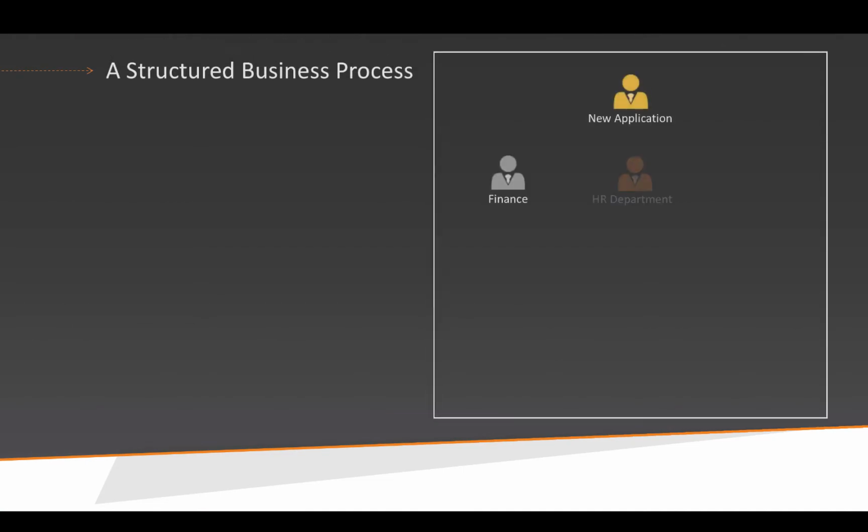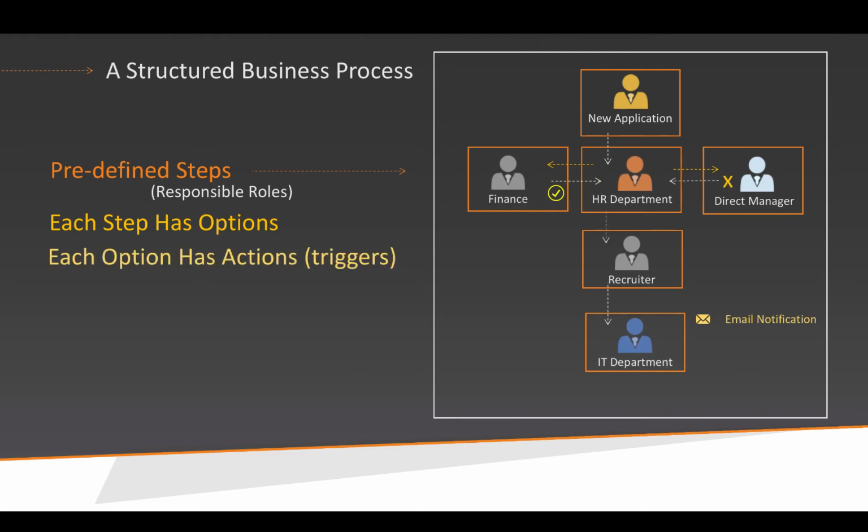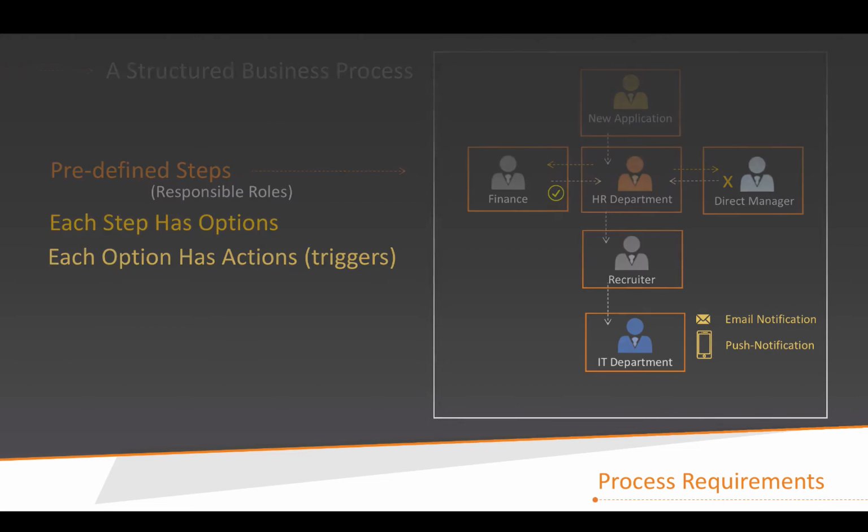So what is a business process? It is a set of predefined steps that have to happen in a specific sequence in order to achieve a business objective. Each one of these steps has roles that are responsible for performing the actions or options during these steps. Each one of these steps has options which are used to redirect the process to the relevant next step. And then each option has actions or triggers that send off emails or push notifications or integrate with systems and so on and so forth.